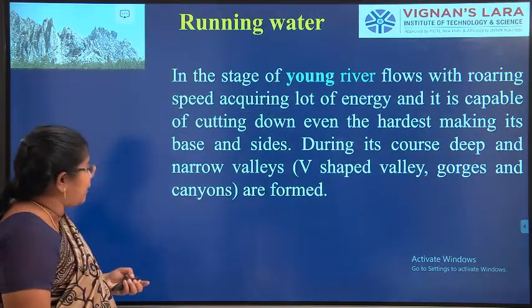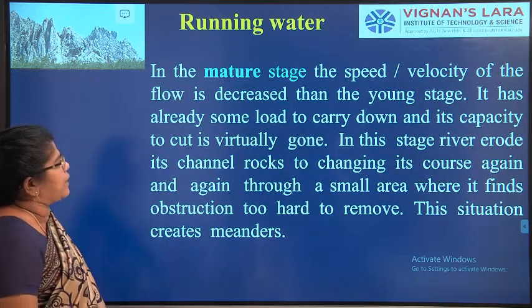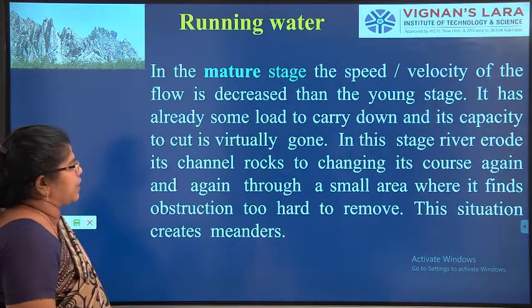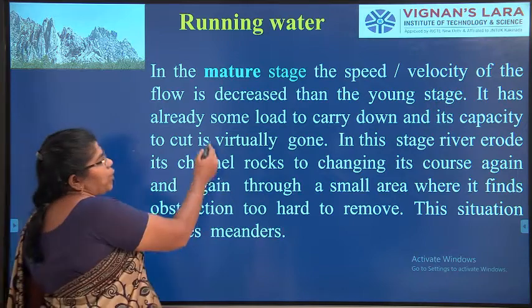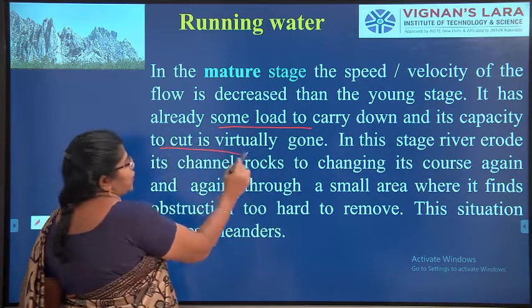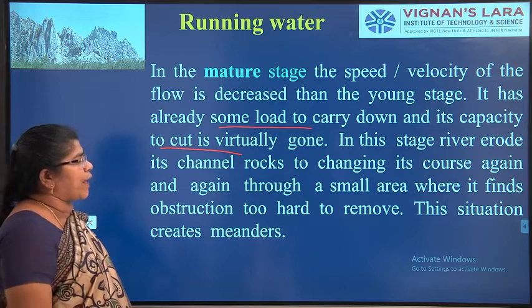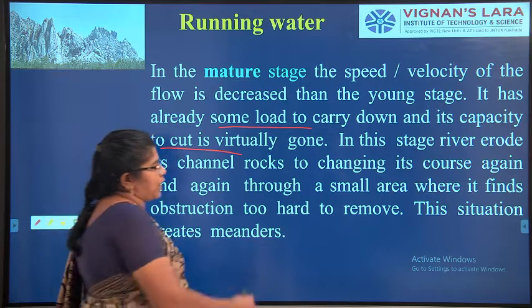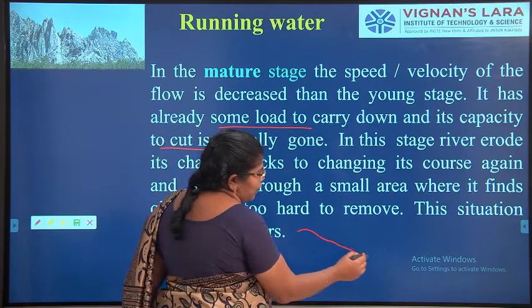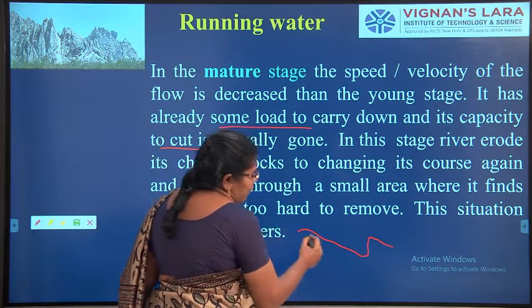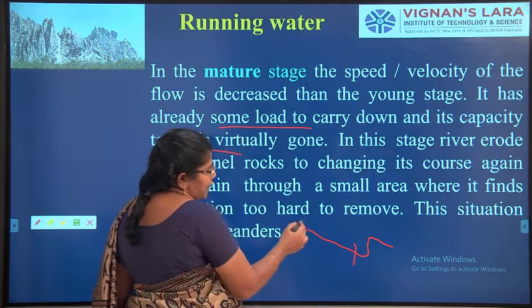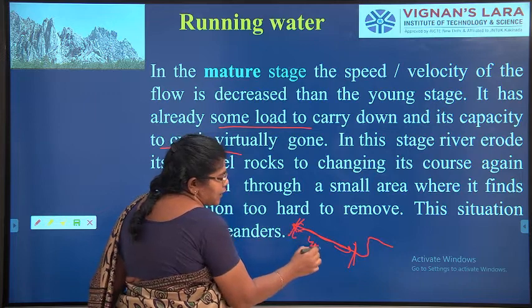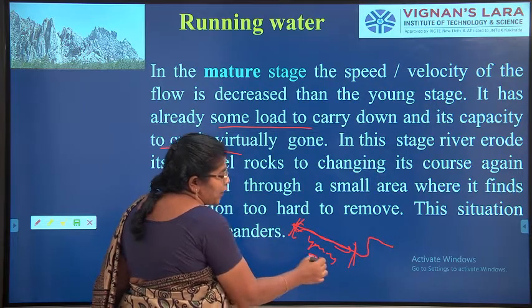The second one is the mature river. The speed and velocity of the flow are reduced compared to the young stage. It already has some load to carry and its capacity to cut vertically is gone, so a change in the course will take place. For example, when the river goes from the mountains to the plains, it has a very high force. We call that the young stage. That is just an example I am giving you.